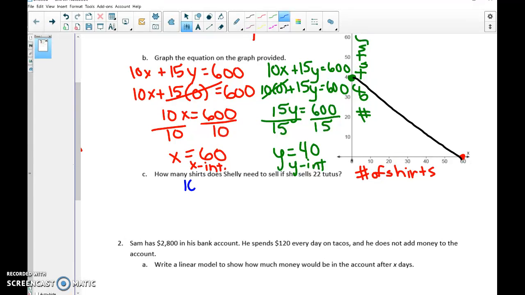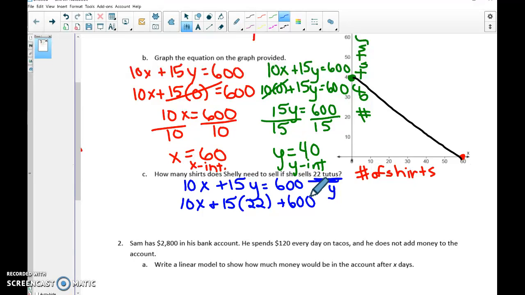So let's look back at our equation. 10 times the shirts plus 15 times the tutus has to equal 600. Well, they tell us that we're selling 22 tutus, which is the Y value. So let's plug it in for Y and solve for X. This is gonna go there. Oops, I put that in the wrong spot. That should be an equal sign.